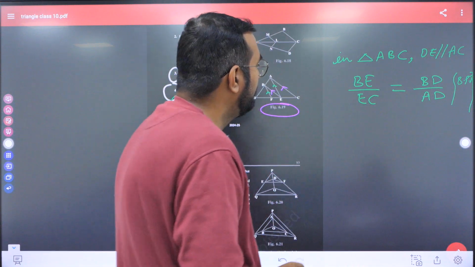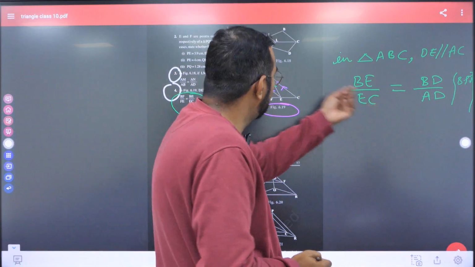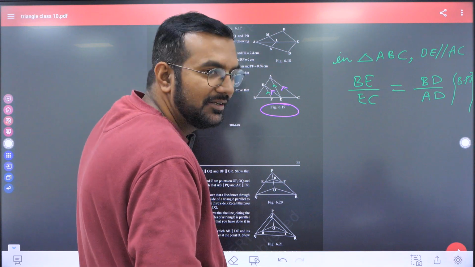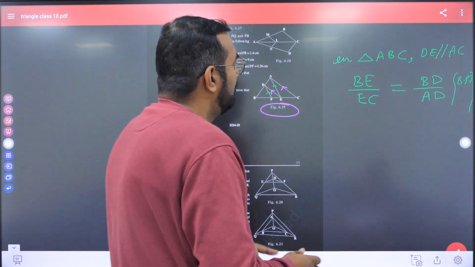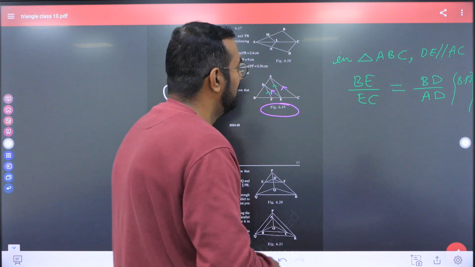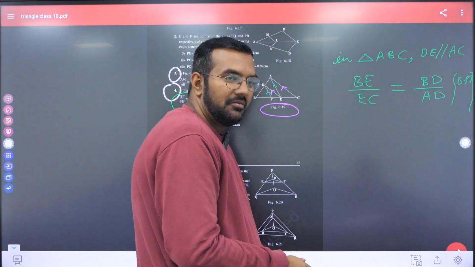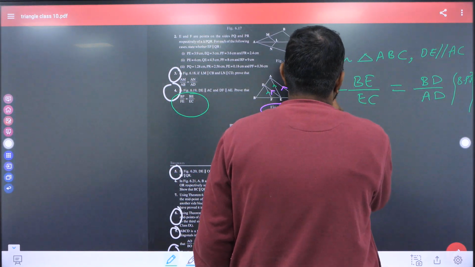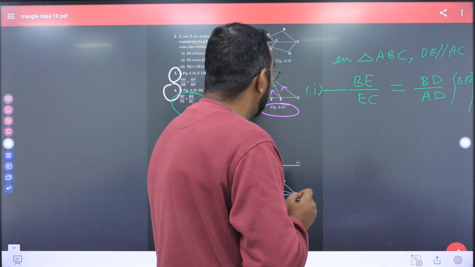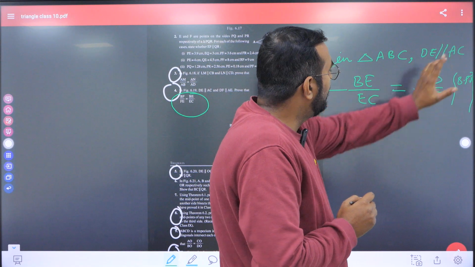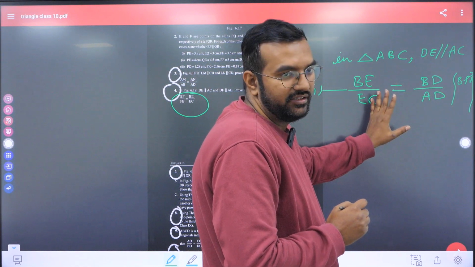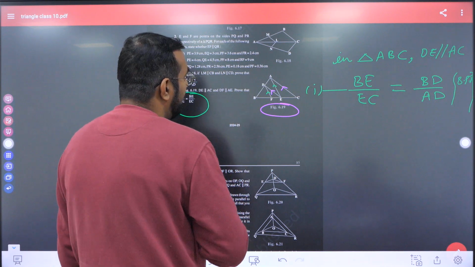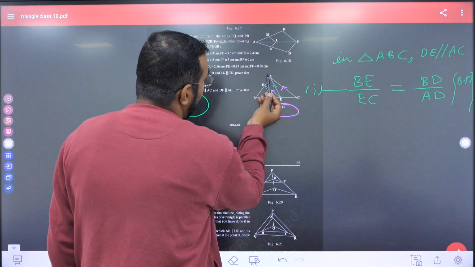You may think what is the relation of these things with this thing? We have to prove this thing, na? So you may think about it right now, but don't think in that way. What I said is that if DE is parallel to AC, these things can happen. Now write it here. Again, DF is parallel to AE.